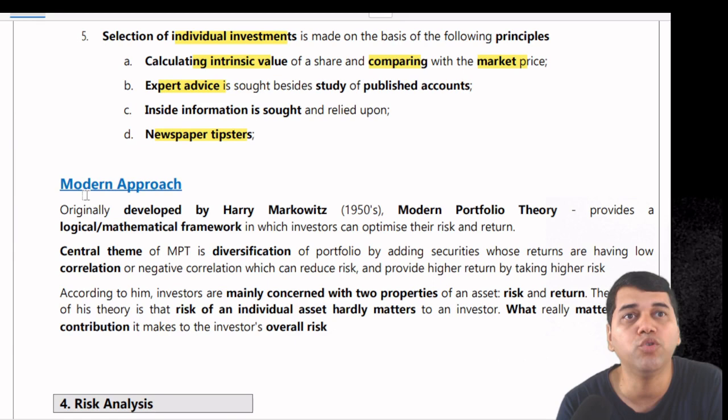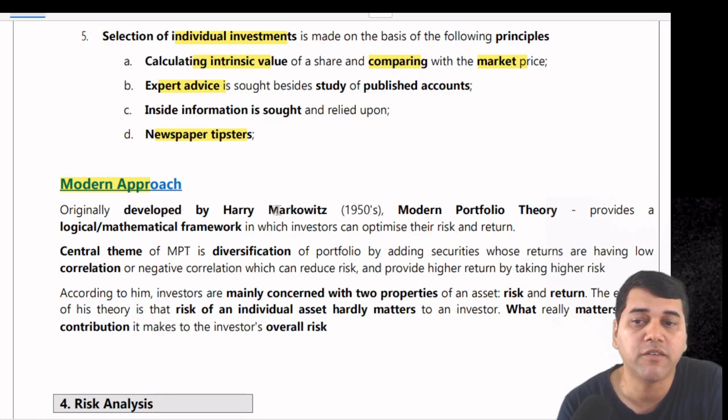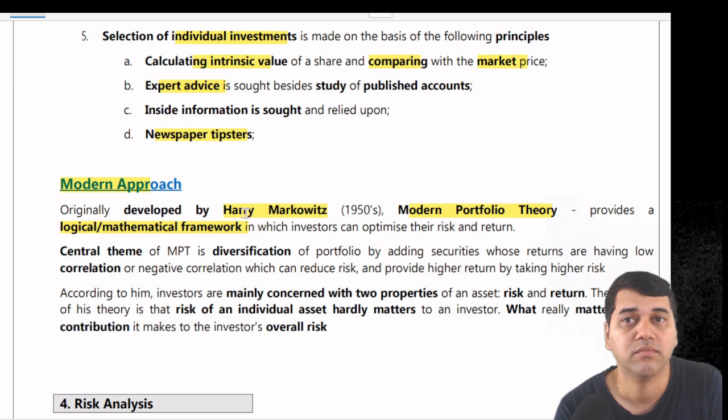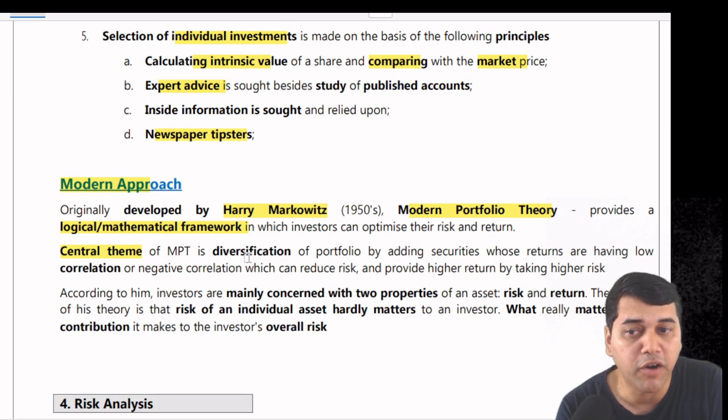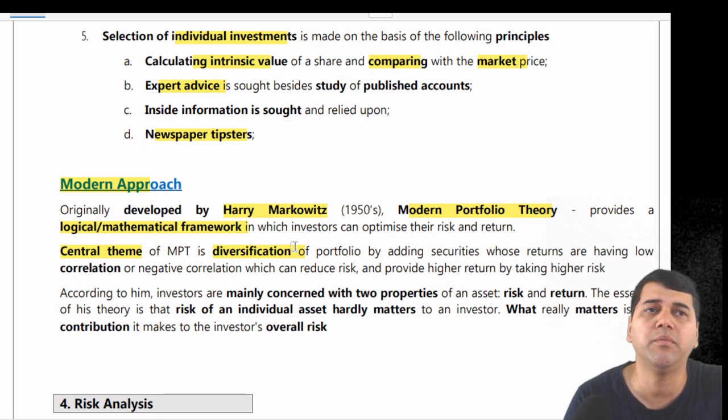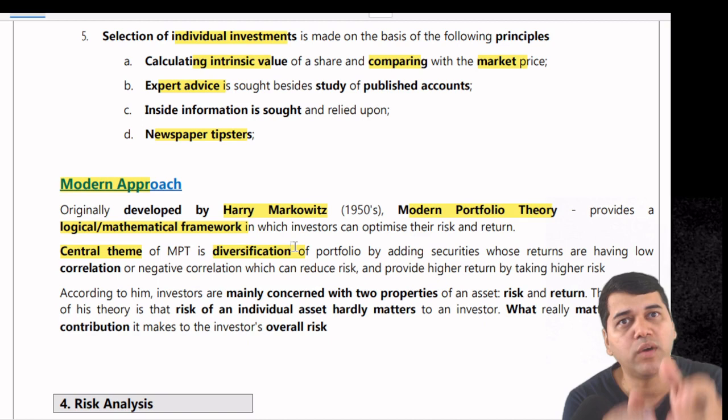This modern approach was developed by Harry Markowitz in the 1950s, and it is famously called modern portfolio theory. It gives a logical, mathematical framework with which investors can optimize their risk and return. The central theme of modern portfolio theory is diversification. People knew from time immemorial, thousands of years back, that they should not keep all their eggs in one basket. I have to diversify, and he is also telling us to diversify.